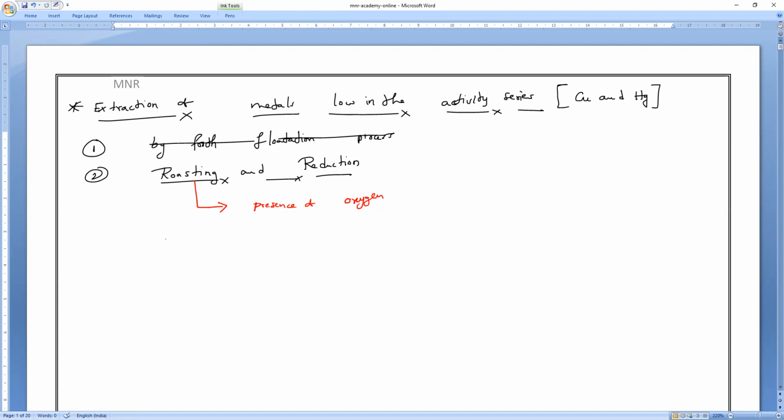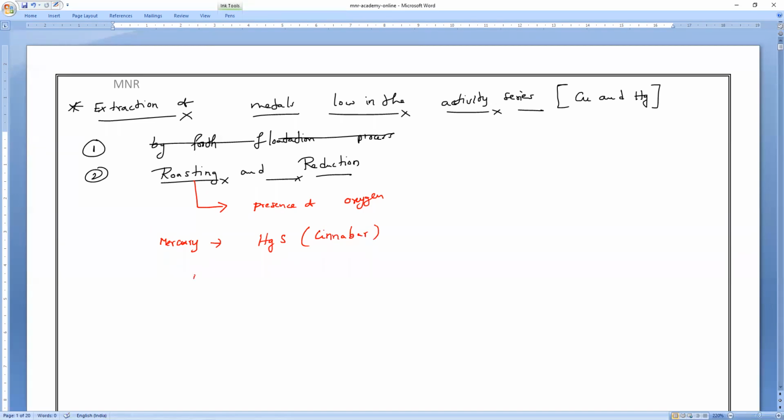If I take, for example, mercury, what is the source of mercury? The ores are mainly present in the form of sulfide ores. Am I right or wrong? So if you take mercury, what is the sulfide ore of mercury? Mercuric sulfide, which we call cinnabar.